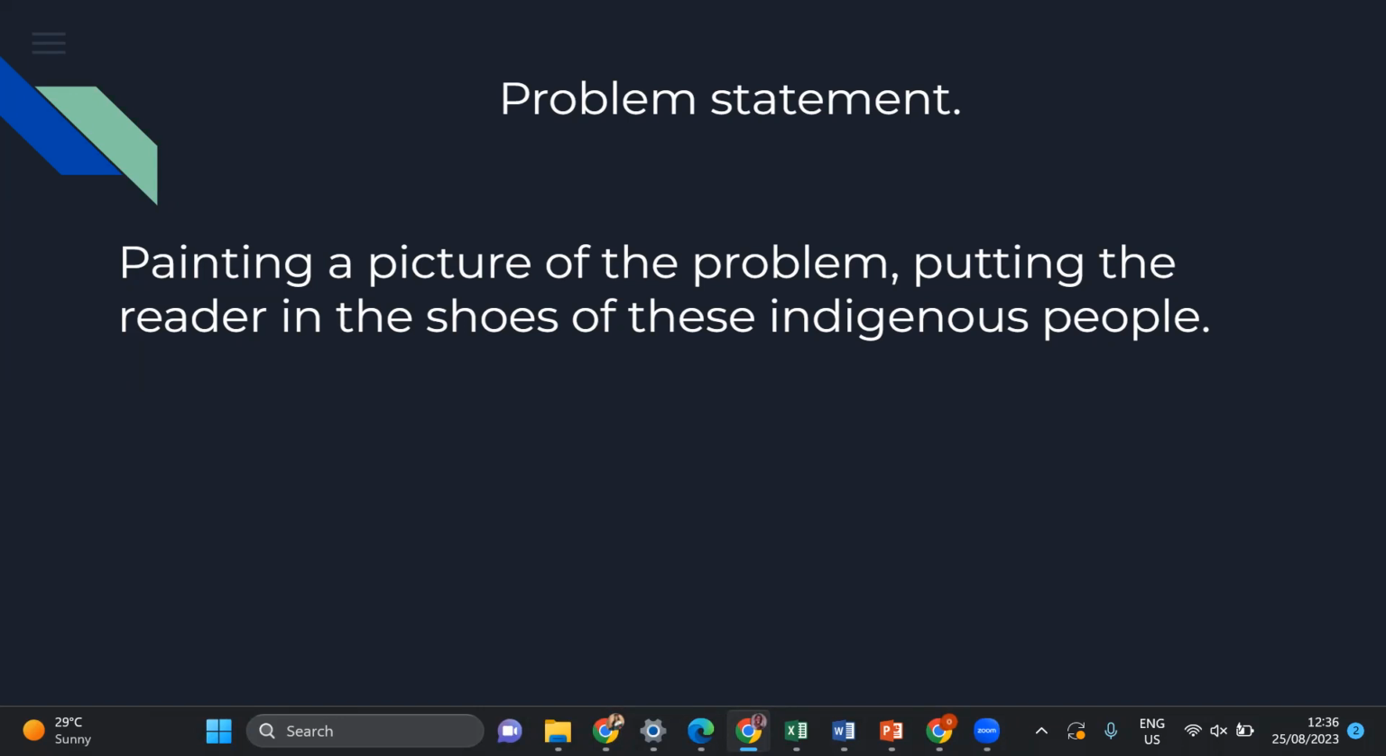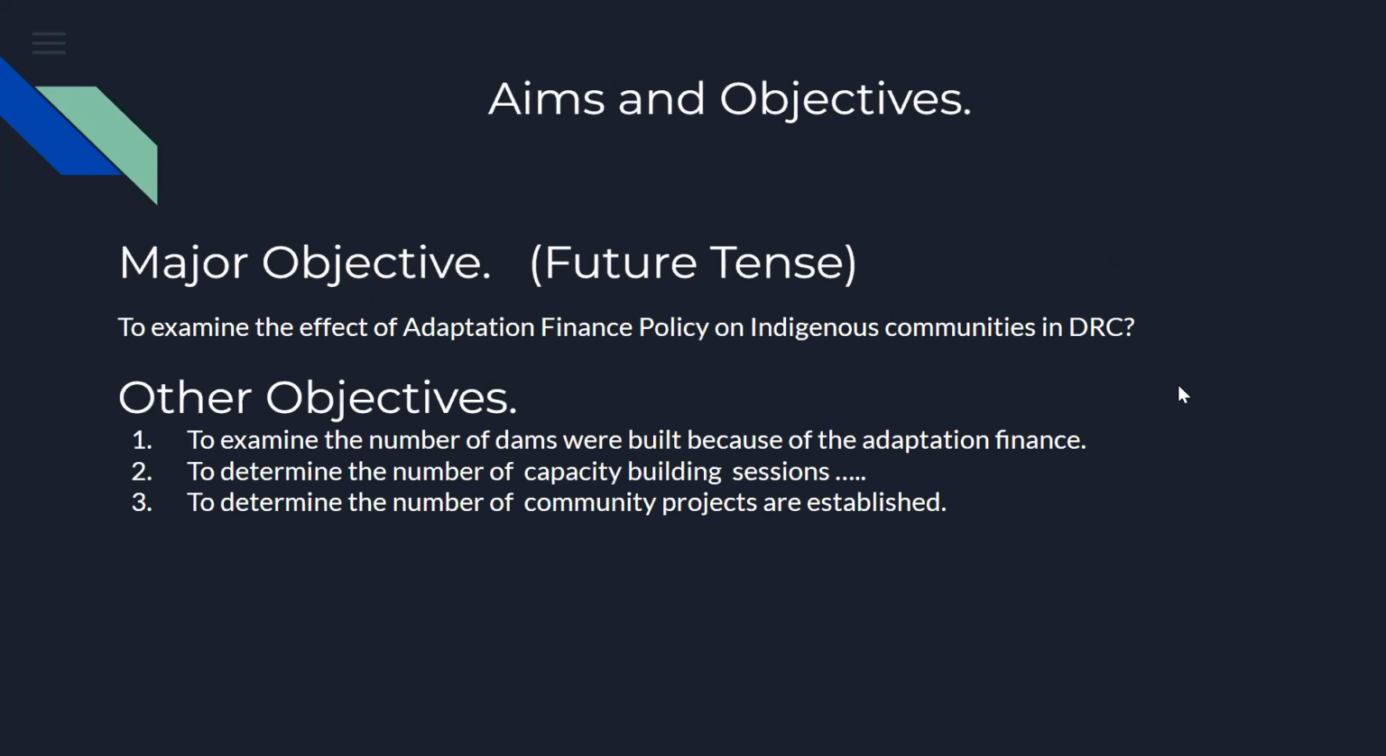So that is the problem statement. You're basically telling the challenge that you have seen and you would like to be addressed. And the next will be the aims and objectives. Your major aim will come from your major objective. Our earlier objective was to determine the effect of UNFCCC, the climate adaptation policy, on the indigenous communities in DRC. So the major objective you add to, that will be your major objective.